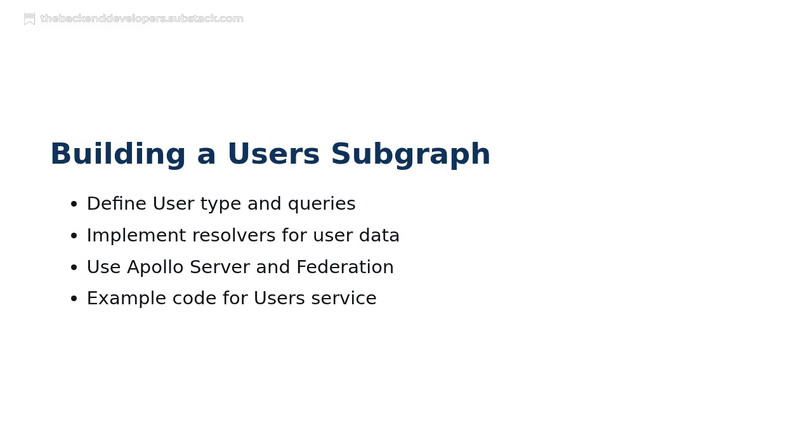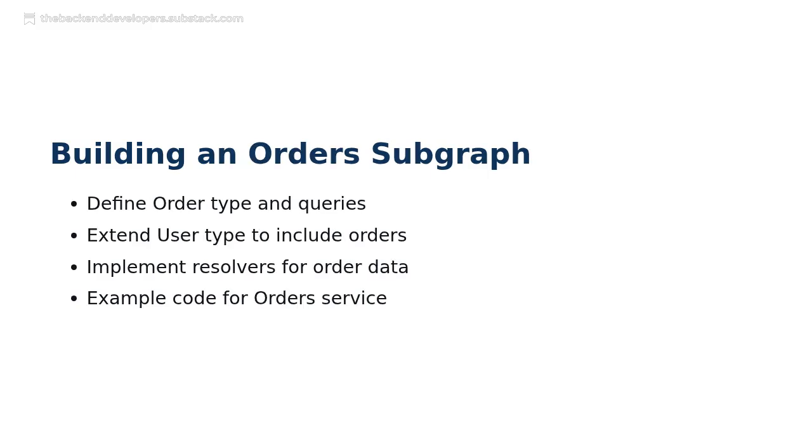To build an order subgraph, we start by defining the order type and necessary queries within the GraphQL schema. Next, we extend the user type to include a relationship to orders, allowing us to fetch orders related to a user seamlessly. Implementing resolvers is crucial for retrieving the order data efficiently. The diagram illustrates these components and their connections, leading us to a working order service setup.